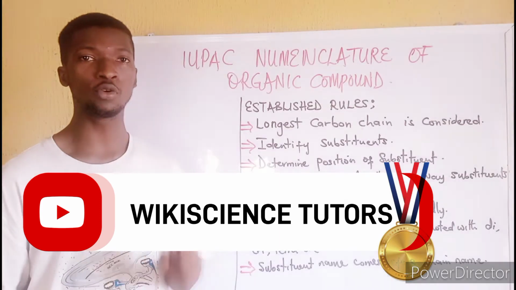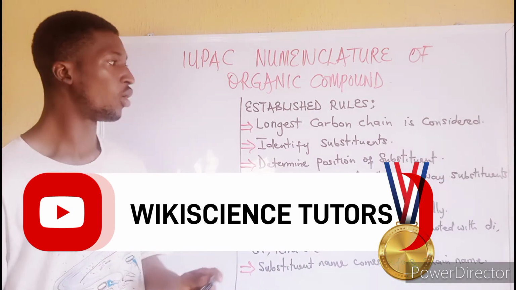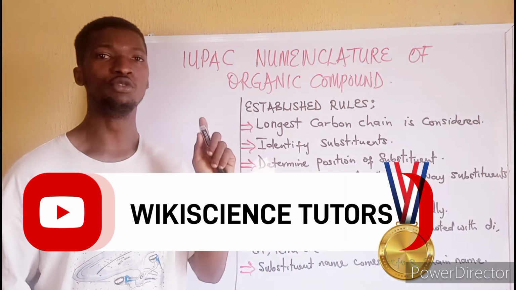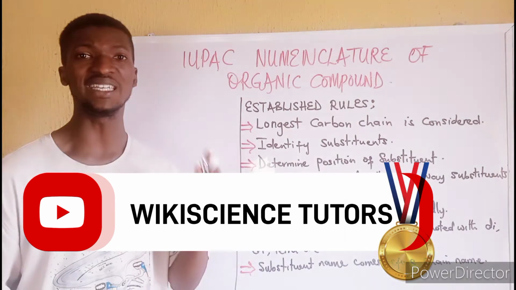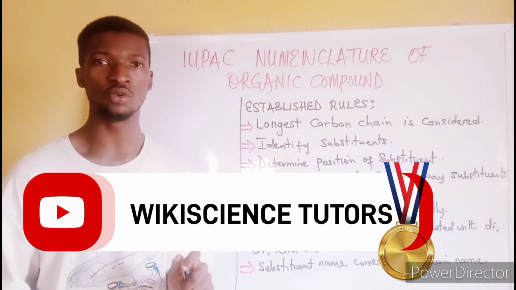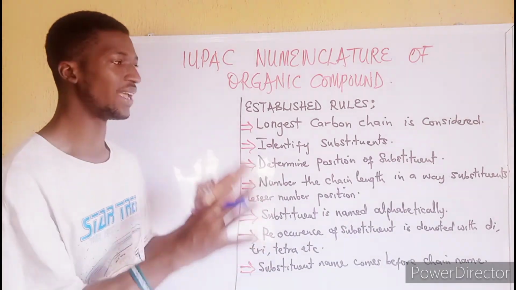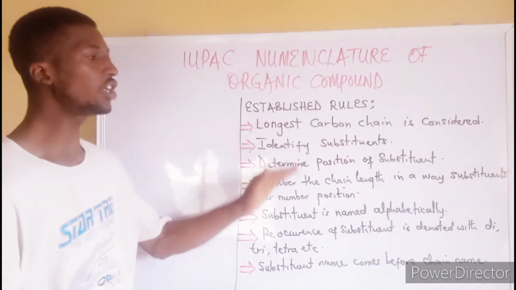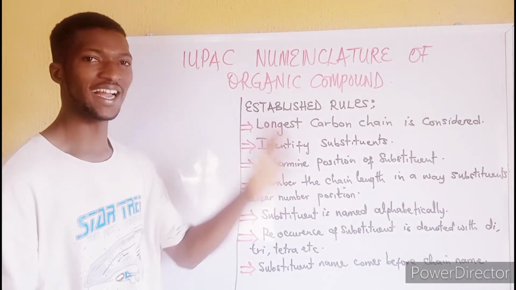In this video, I'll put you guys through IUPAC nomenclature of organic compounds. So we'll look at the established rules in order to name very well the organic compounds in different ways which they can be presented to you. So let's get started. Now look at these established rules which are listed here. The first one is that the longest carbon chain is considered in an organic compound.